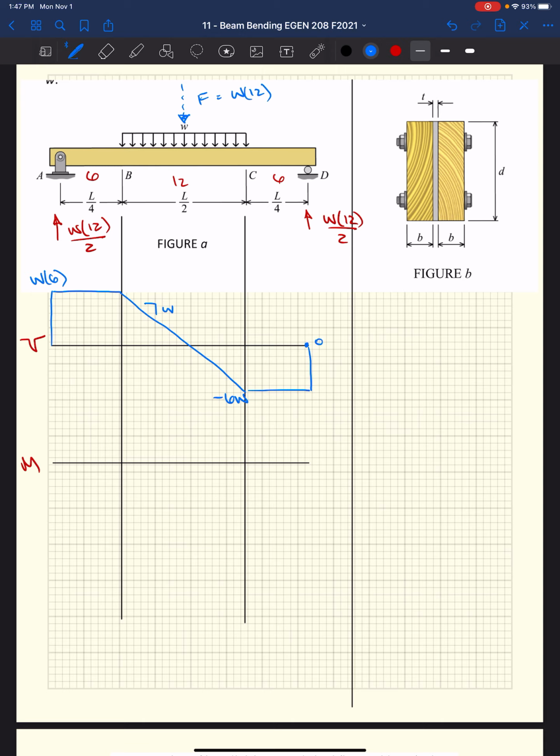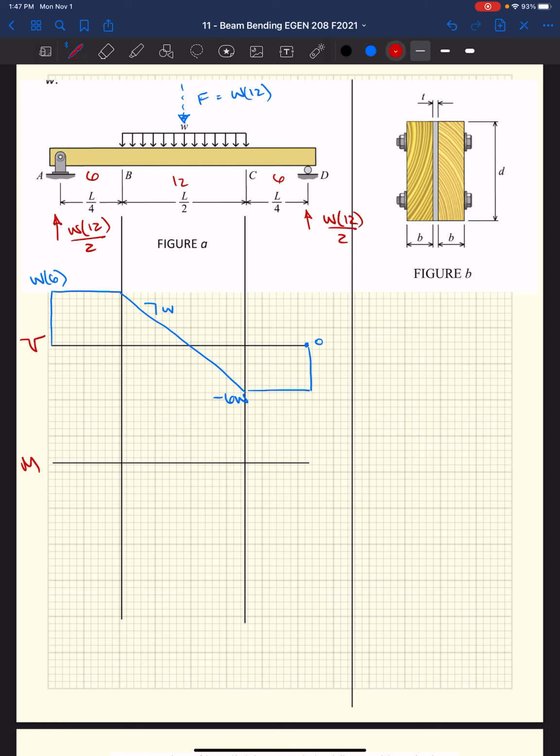We're going to be constant until we get to the end of the beam where we have our reaction, which is also 6W, this time acting upward. So it's going to bring our shear diagram back up to 0, which we want. Shear diagram is 0.